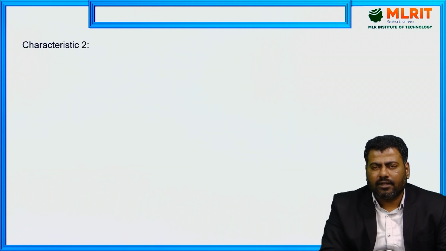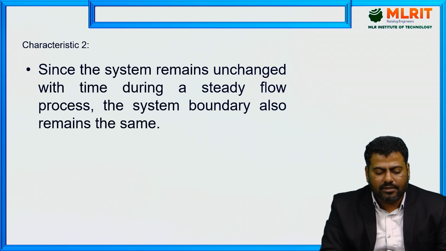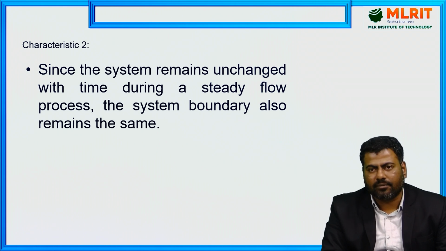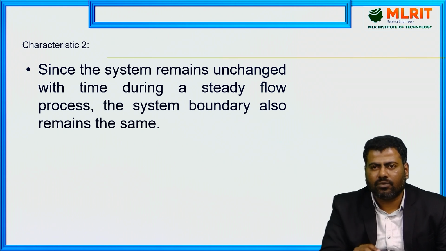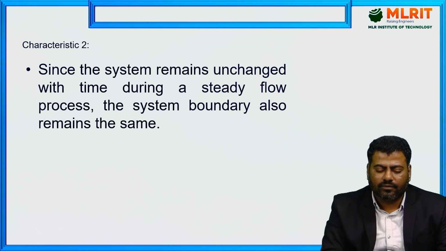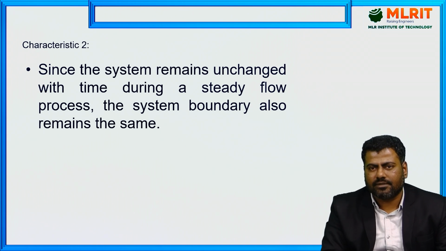The next characteristic is that since the system remains unchanged with time during a steady flow process, the system boundary also remains the same. That is the total volume we have given. So the system boundary always remains the same. Got it? If the boundaries keep changing, then I must consider unsteady flow processes. This is very simple for steady flow processes.